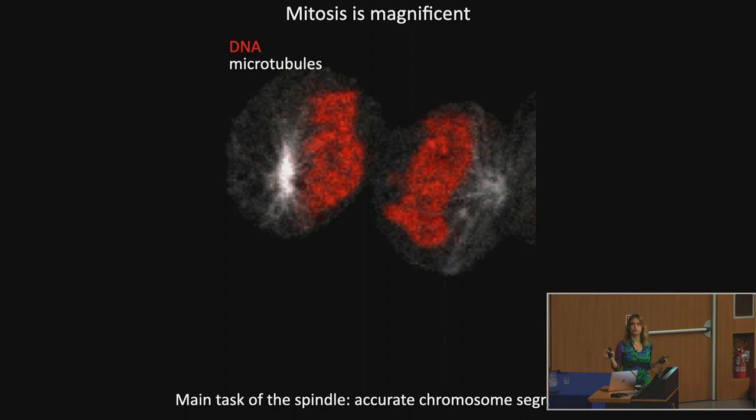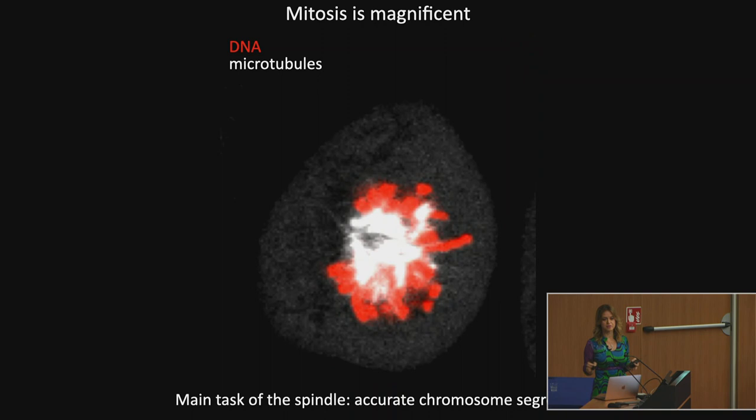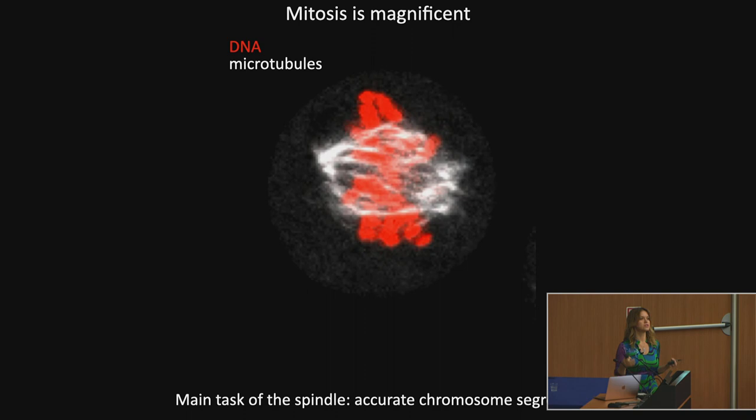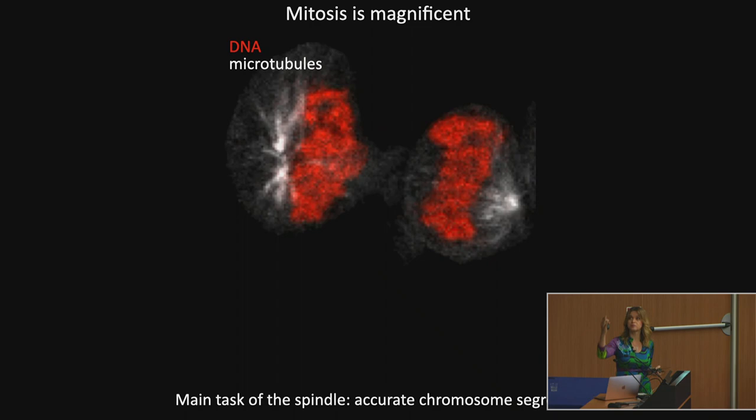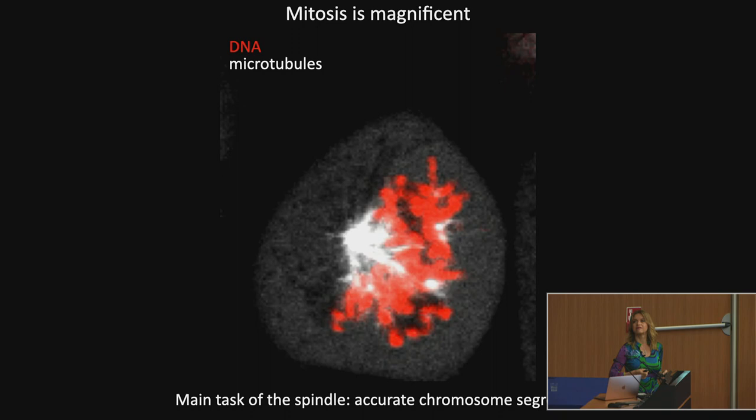How this exactly works, we still don't know, in spite of a lot of work of many, many labs. And the reason is that this is just so complex. More than 300 different types of proteins contribute to this, drive this process, and they have very complex interactions. So this is something that the field is actively studying.